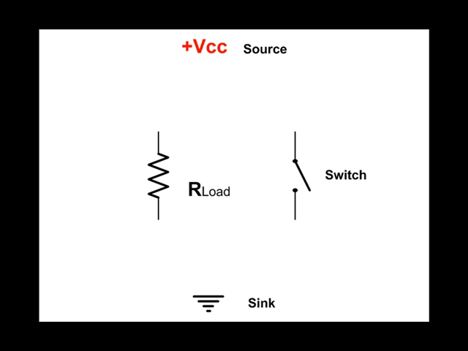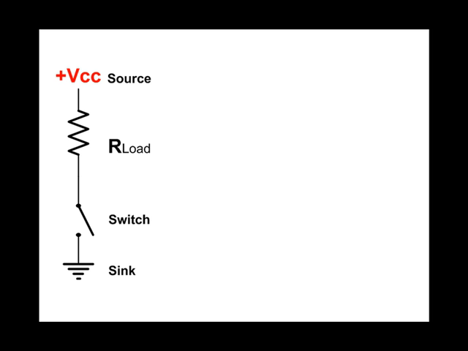Now we've assembled these four elements into a circuit. We have the high side of the supply, or the positive side. We have a load. We have a switch to control energize, de-energize of the load. And then we have the sink, or low side of the power supply. Pure and simple, of the two devices, the load and the switch, the closest device to the source or positive side of the power supply is sourcing, and the device closest to the sink or negative side of the supply is sinking.